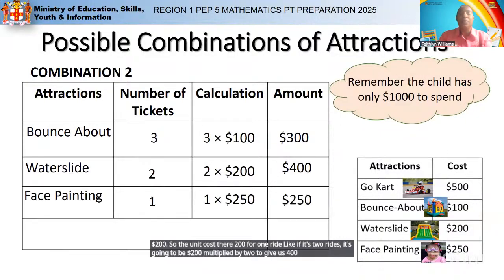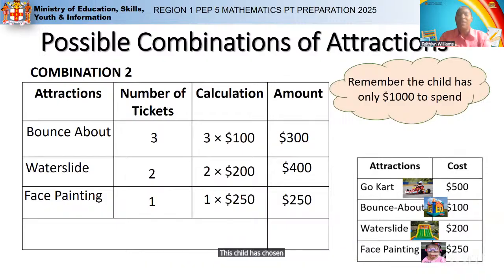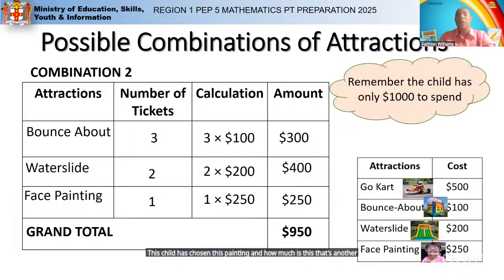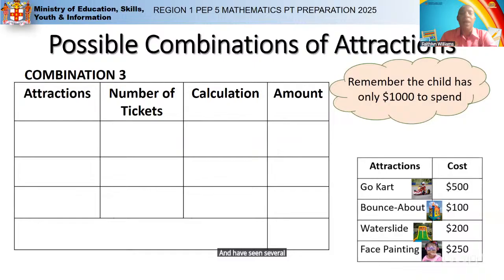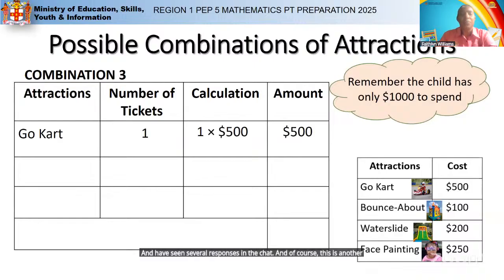And finally, this child has chosen face painting. And how much is this? That's another $950. And I have seen several responses in the chat. And of course, this is another possible combination. All right, go-kart, $500.